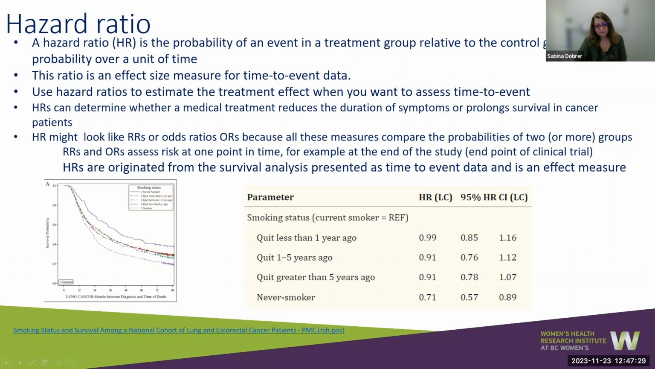Here I put the paper at the bottom from where I took the picture. So they measured the hazard ratio, I think, of survival from cancer based on smoking status. For smoking status, they had quit less than a year ago, 1 to 5 years ago, quit greater than 5 years ago, and didn't smoke. On the left, they presented the survival probability of the event as a Kaplan-Meier, and you can see the survival rates here.